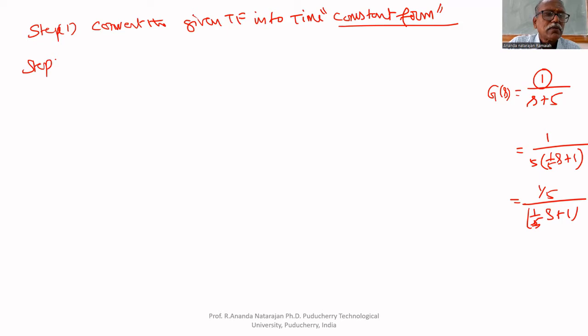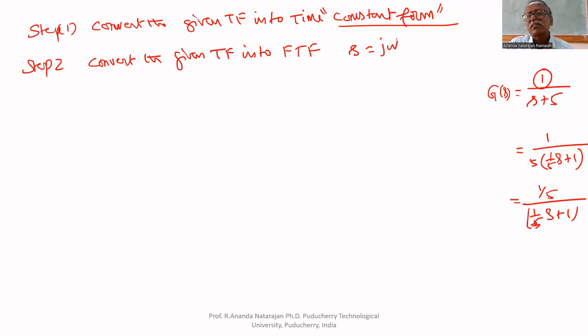Step 2 is to convert the given transfer function into frequency transfer function. That is, you have to substitute s equal to j omega.